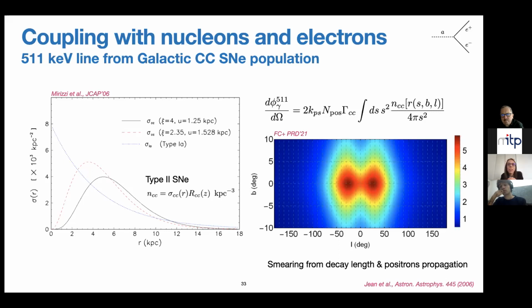And this should not depend on the source, as long as you have 100 MeV positrons injected. So in the end it is the standard model physics of the interaction with the ISM.